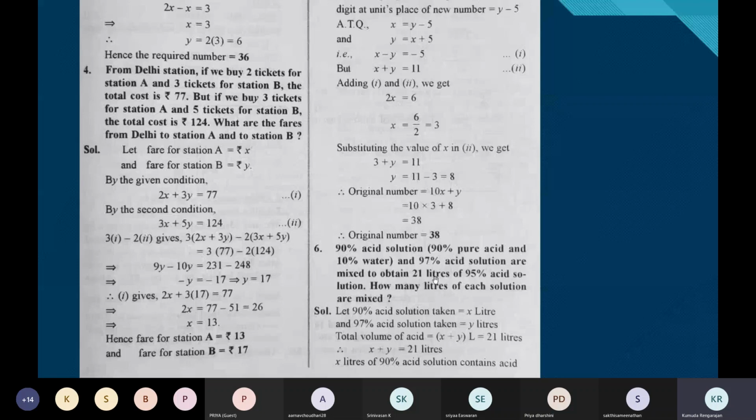So that means X plus Y is 21, because when you mix X liters with Y liters, you're getting 21 liters. You're taking X liters of A and Y liters of B, and when you mix them, you're getting 21 liters. That means X plus Y is 21.